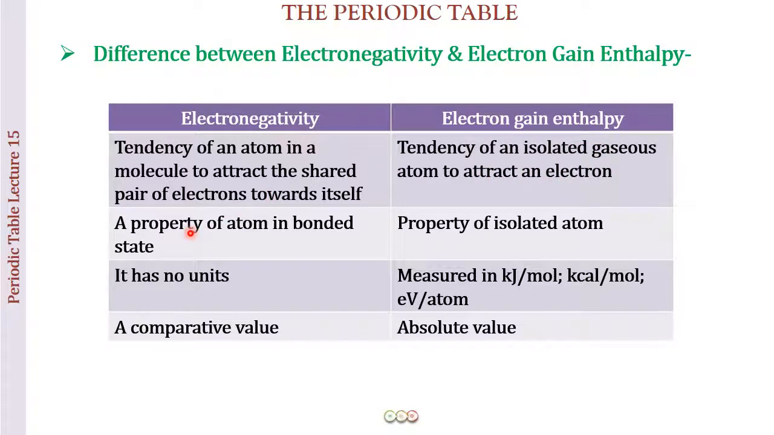So electronegativity is a property of an atom in a bonded state, while electron gain enthalpy is the property of an atom in an isolated state. Okay, so this is an isolated gaseous atom. Electronegativity has no units of its own, and electron gain enthalpy is measured in kilojoule per mole, kilocalorie per mole, electron volt per atom, whatever desired units of energy we choose. Electronegativity is a comparative value between two atoms, whereas electron gain enthalpy is going to be an absolute value for a particular atom.